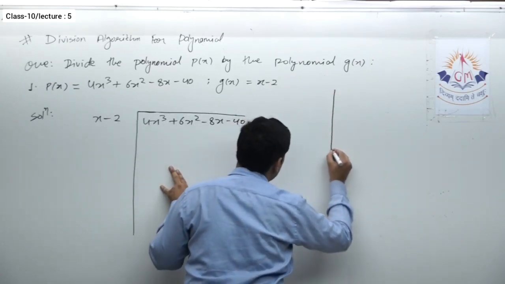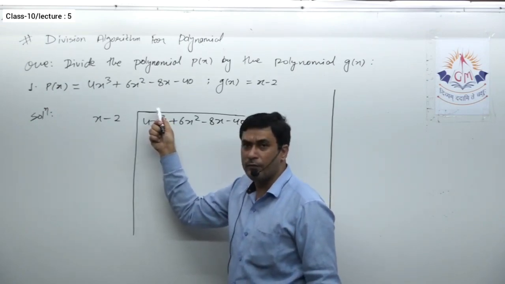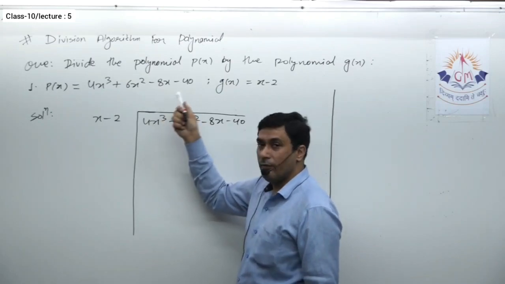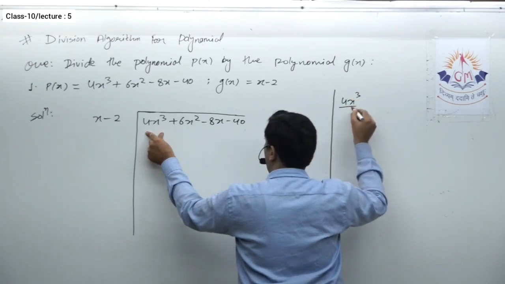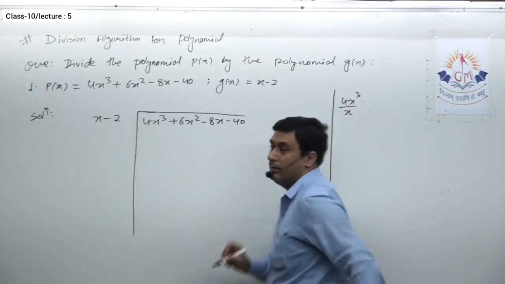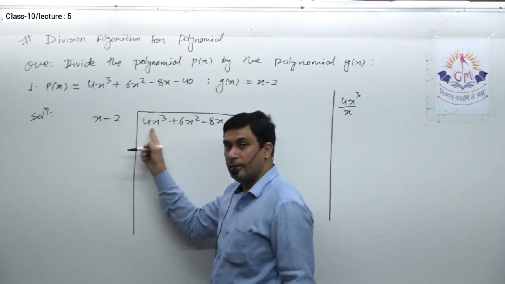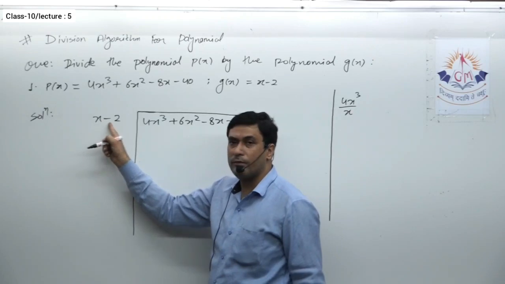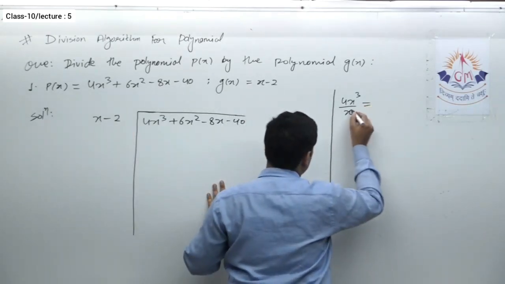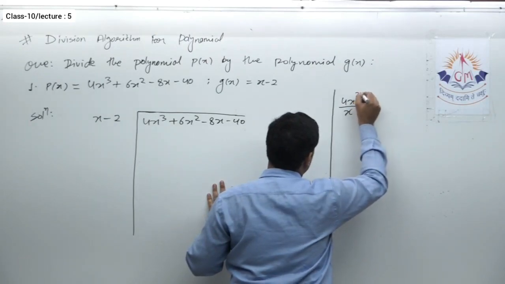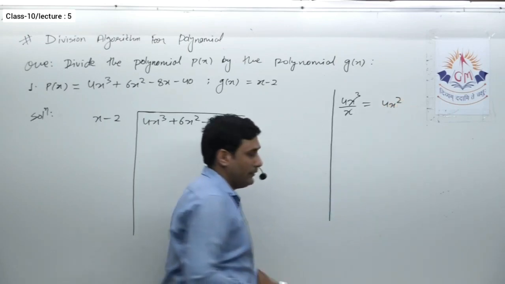That is not difficult, but as this is the first question, to get the first term of the quotient, divide the first term of the dividend by the first term of the divisor. That means 4x cube upon x. When I simplify this, this x will cancel out with this, and by cancelling I will get x square. So ultimately I will get 4x square.